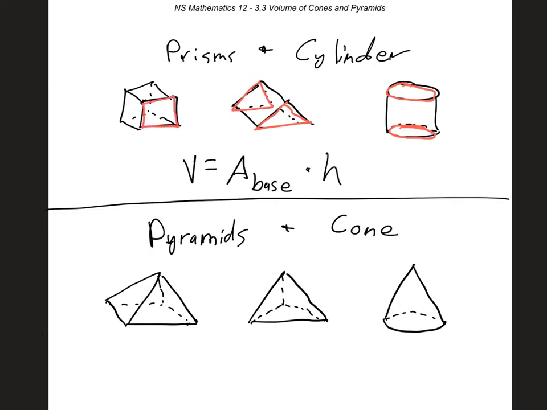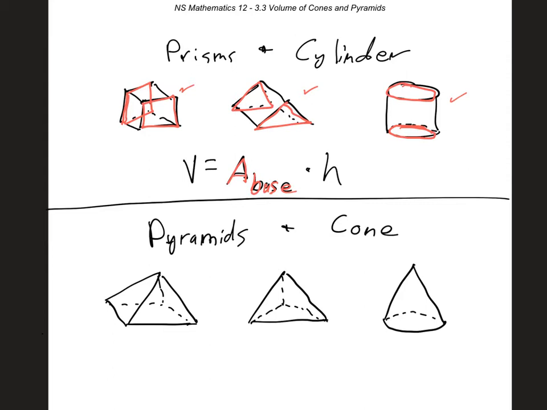So we have square prisms, we have rectangular prisms, we have triangular prisms, we have cylinders, and they're all defined by having the same shape on two opposite sides. So the triangular prism has two triangles on opposite sides. The cylinder has two circles on opposite sides. The square prism or the rectangular prism has two squares or rectangles on opposite sides. And in all of these cases, this area of the base ends up being whatever area formula is required to find the area of that side.